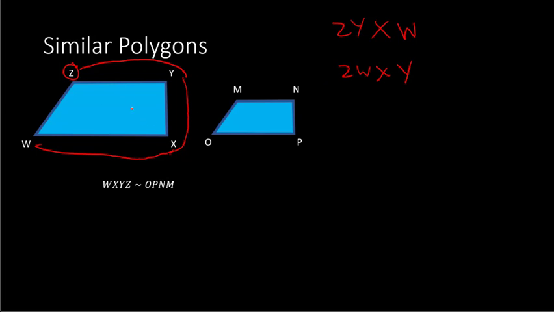What's not okay is if you pick a letter and then jump across to a different vertex. So if you were to do, for example, Z, X, Y, W, you can't do that because you jumped across. You have to keep going in order around the polygon. All right, so make sure you're aware of that as well.